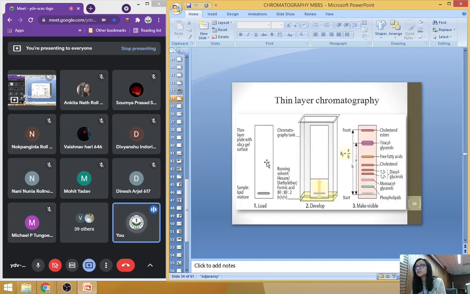So different solvent systems for different compounds that we want to separate. This is just another picture of a thin layer chromatography. Okay. So here is the thin layer plate with silica gel surface. Here we have loaded the sample. This is a beaker and we put this solvent in the beaker. Then we take this thin layer plate and we put it inside. So we allow it to develop, and at the end we will stain it and we will be able to observe these different samples that were present in the mixture.